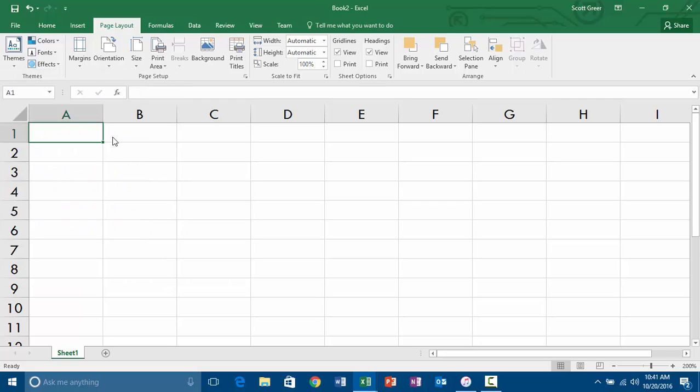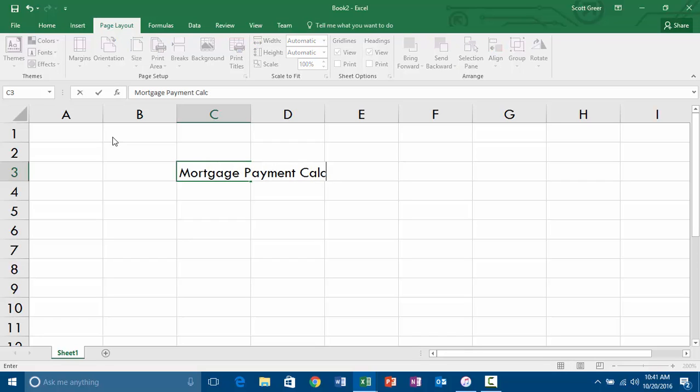All right. Now we're going to skip a couple lines this time for the first time ever. We'll come back to why we're going to do that in a minute, but we're going to start on C3, not on A1. And in C3, we want to type in Mortgage Payment Calculator as the title.